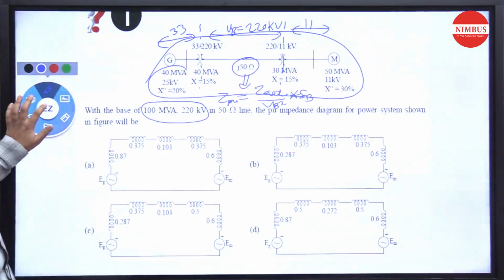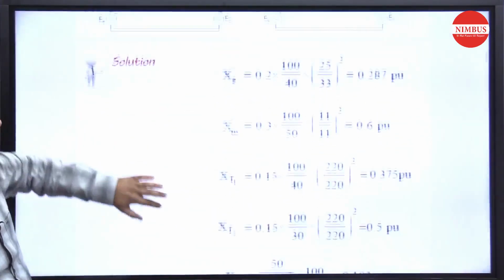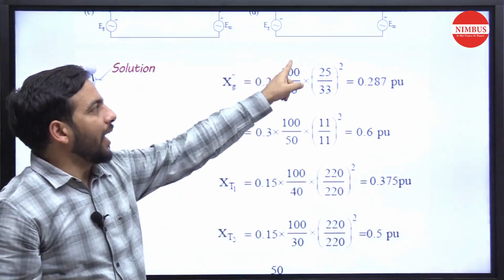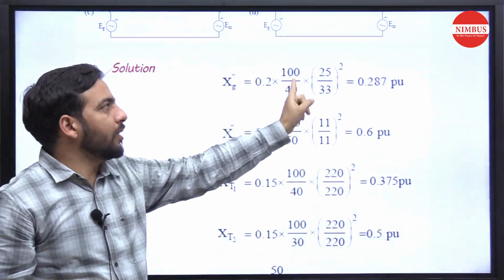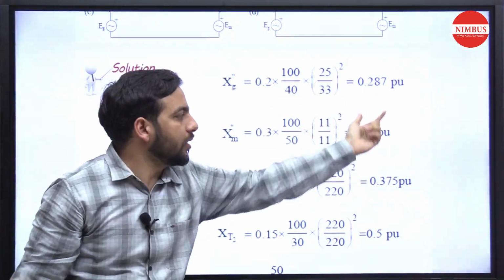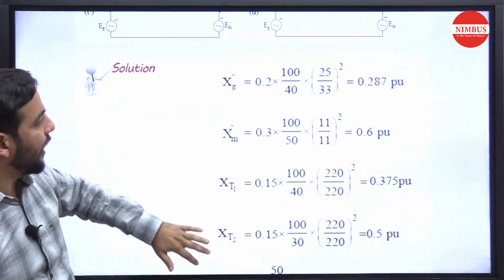Let's talk about this. This is the formula: per unit new is equal to per unit old into S base new upon S base old, into V base old upon V base new, whole square. These are the new values of all of that.